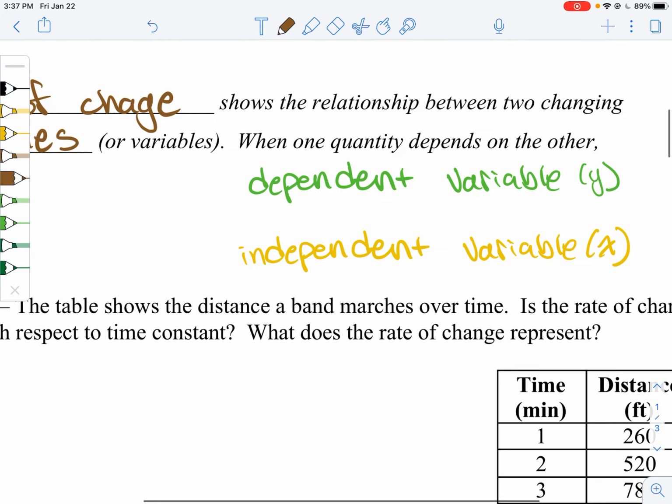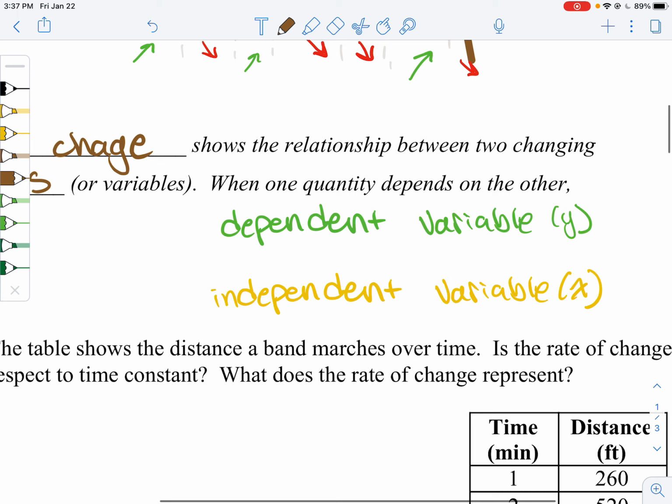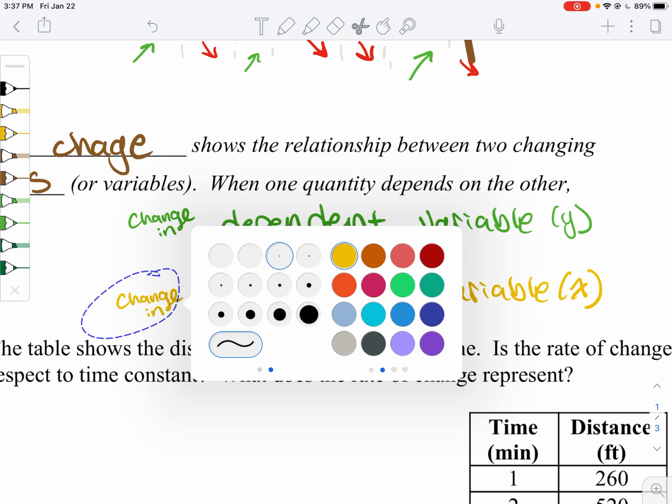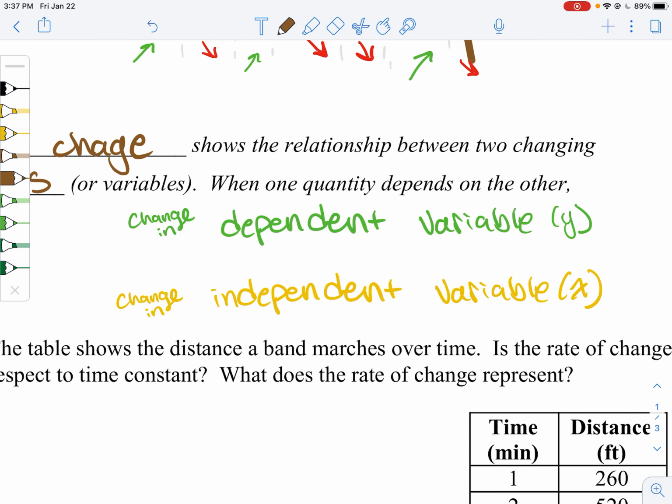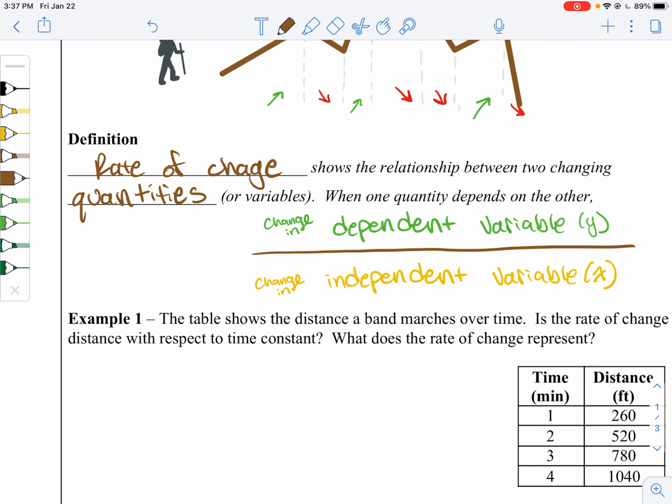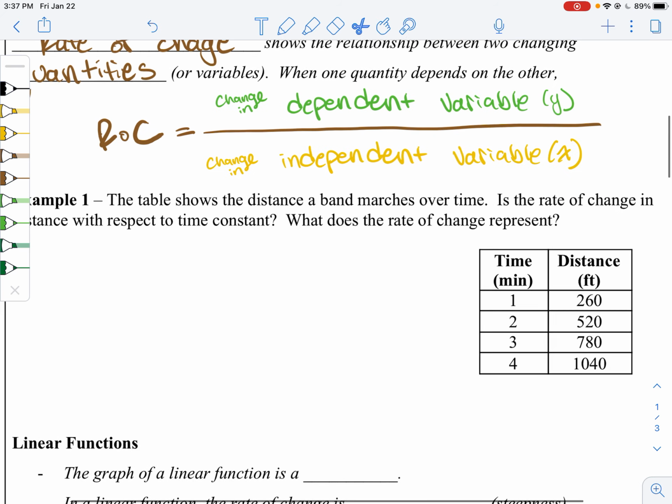So what we do is first we look at how they are changing. We look at the change in the dependent variable, and then we look at the change in the independent variable, and then we divide them by each other. So the rate of change is equal to how fast the dependent variable is changing compared to how fast the independent variable is changing. So let's look at an example.